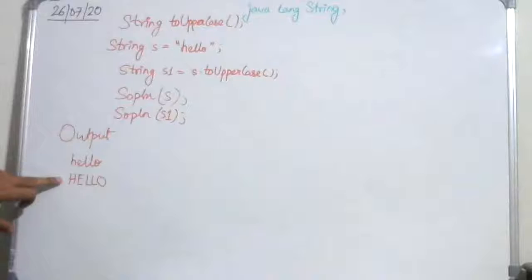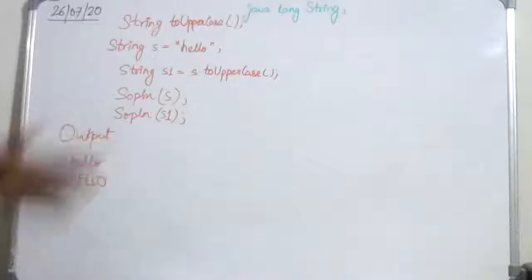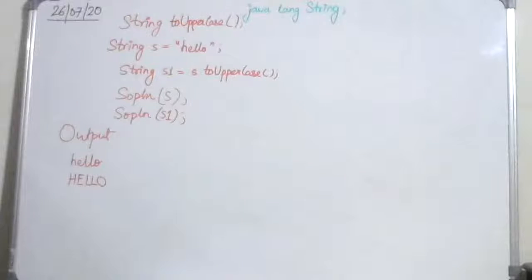So small h is converted to capital H, small e is converted to capital E, small l is converted to capital L, and so on. Each of the characters in the string is converted to uppercase by the function to uppercase. So that is how to uppercase works. Similarly, to lowercase does the opposite job.